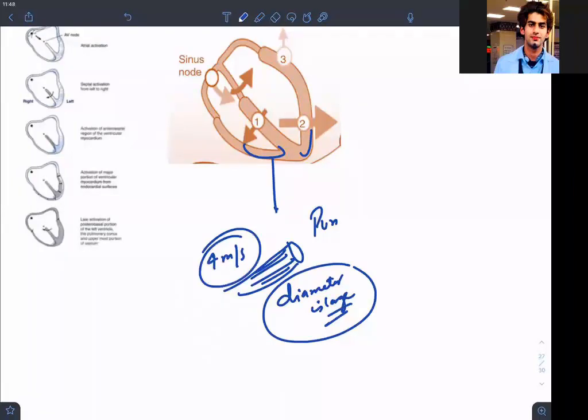Okay. How much time does it take for the wave to spread from the septum to the Purkinje and all the ventricles? Just 0.08 to 0.1 seconds. It takes this much time for the depolarization wave. Can you see the rapidness?